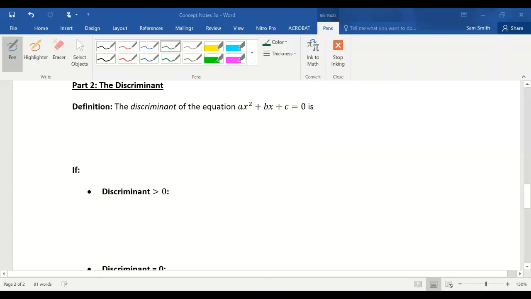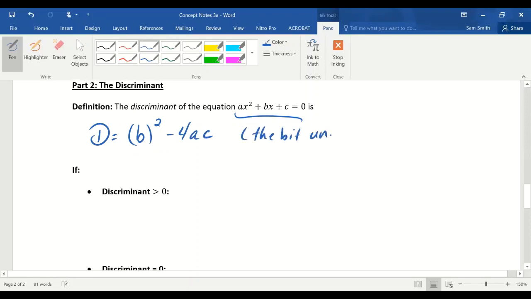So now that you've had a chance to look at the quadratic formula as a means of solving quadratic equations like this one, I want to add one more piece of terminology, and that's the so-called discriminant. The discriminant of this equation, ax squared plus bx plus c equals 0, is this portion of the quadratic formula which shows up underneath the square root. It's b squared minus 4 times a times c, the bit under the root.